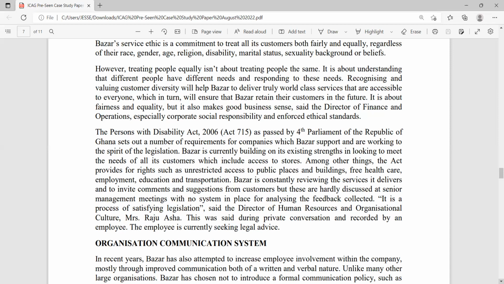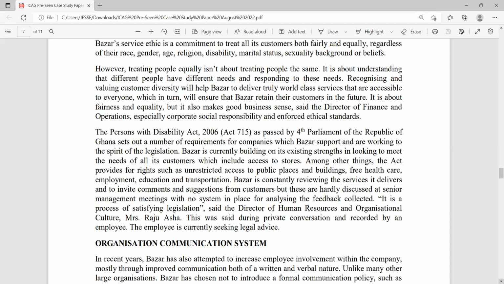Among other things, the Act provides for rights such as unrestricted access to public places, buildings, free healthcare. Bazar is constantly reviewing the services it delivers and inviting customer comments and suggestions. So that's a huge initiative that Bazar is taking to review its services, invite feedback, and they go ahead to analyze the feedback that they get. So very, very important. The main thing you need to understand here is about customer diversity. You need to understand what customer diversity is, right?